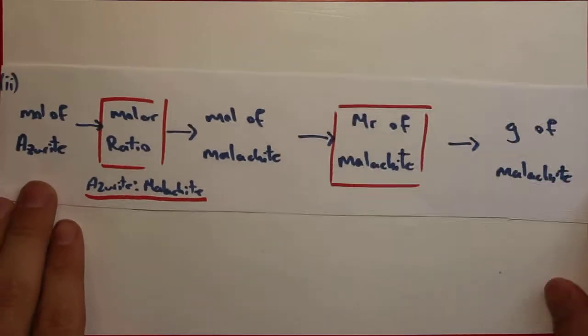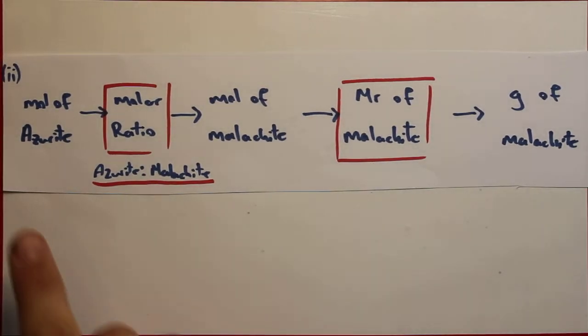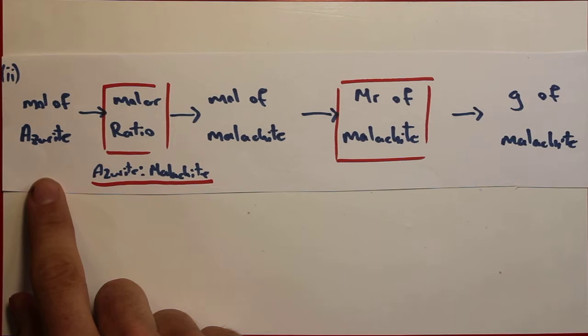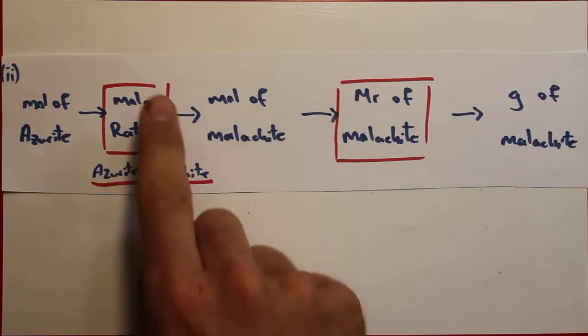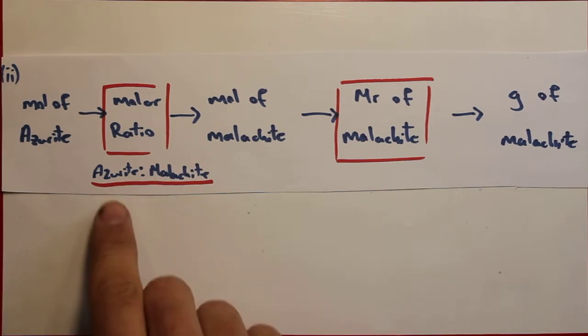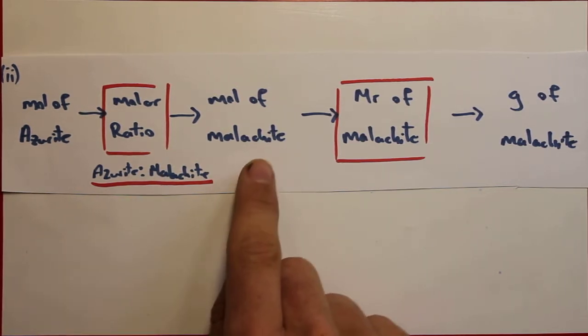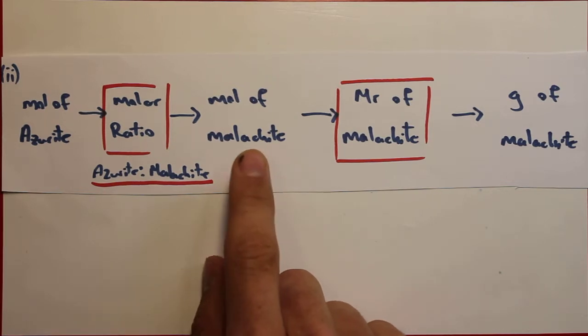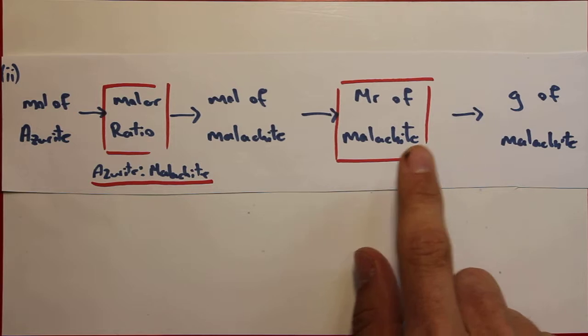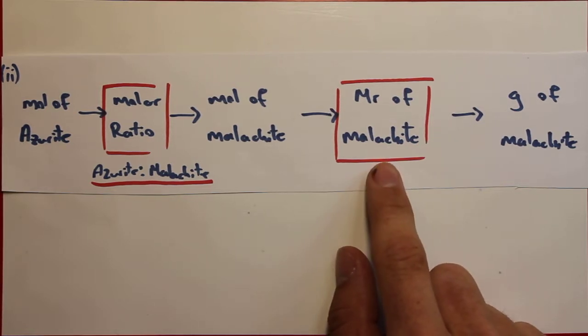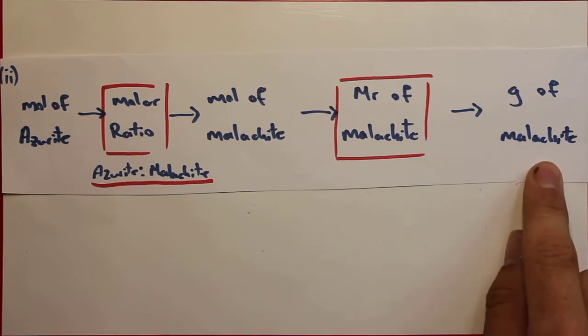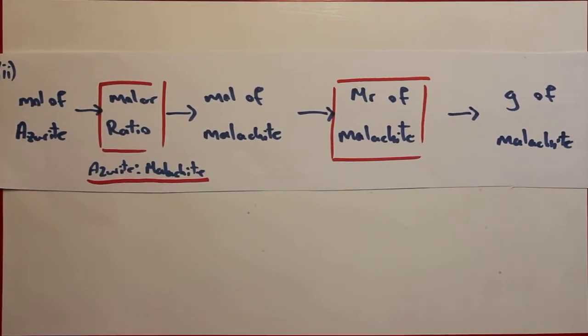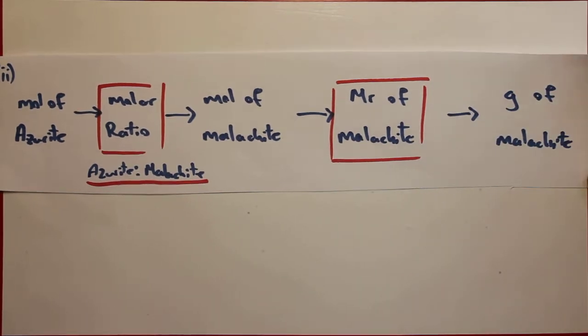So here's the big picture again. What's going to happen? Well, from the last question we have the number of moles of azurite. We can use our molar ratio from our balanced chemical equation to find the number of moles of malachite. Once we have the number of moles of malachite, we can work out our relative molecular mass of malachite to find the number of grams of malachite. So it seems a bit complicated. There's a couple of steps involved, but each step itself individually is actually quite simple. So let's get stuck into this.